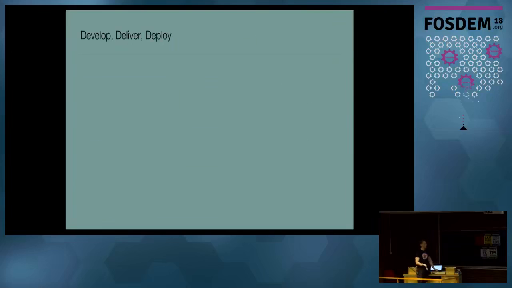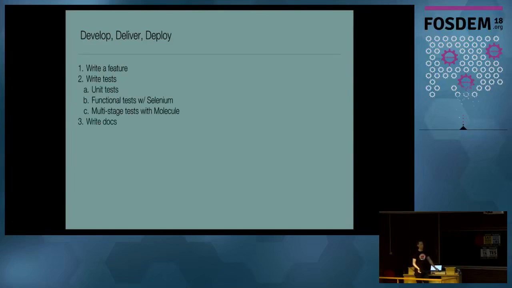Our development is actually very simple. We write a feature, we write tests, we write unit tests, we do functional tests with Selenium, we write multi-stage tests to test deployment and provisioning with Molecule. We write a bunch of documentation to help sources and admins and journalists and developers. We do mandatory code reviews for everything that gets merged by at least 2 members of the team, so the person submitting it and the person signing off on it.